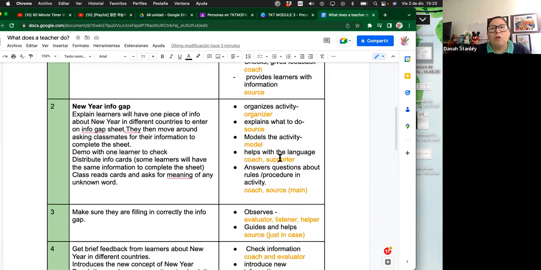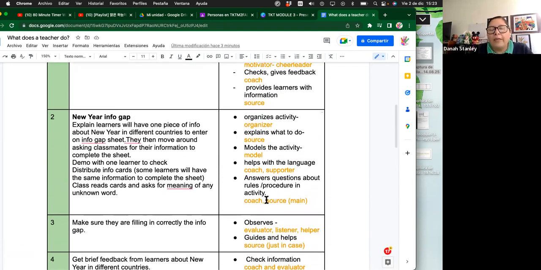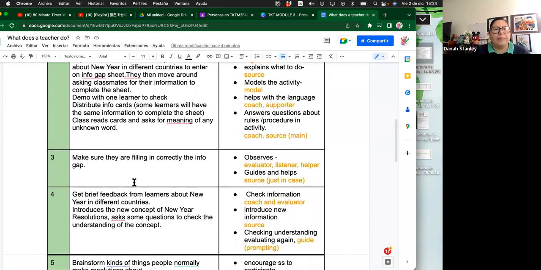Now, if you see, although in here I'm the source, the contexts are different. The way I'm going to play that role is different too, okay? In here, make sure they are filling in correctly the info gap. Entonces, I'm going to be observing.